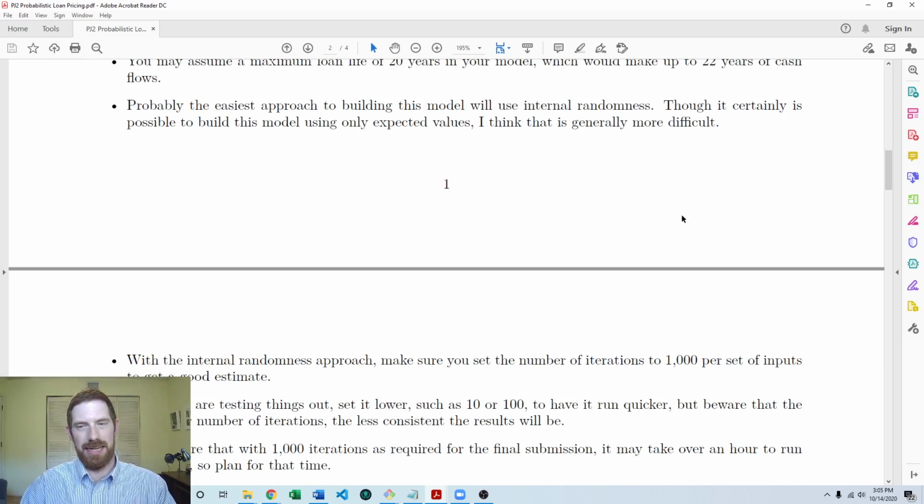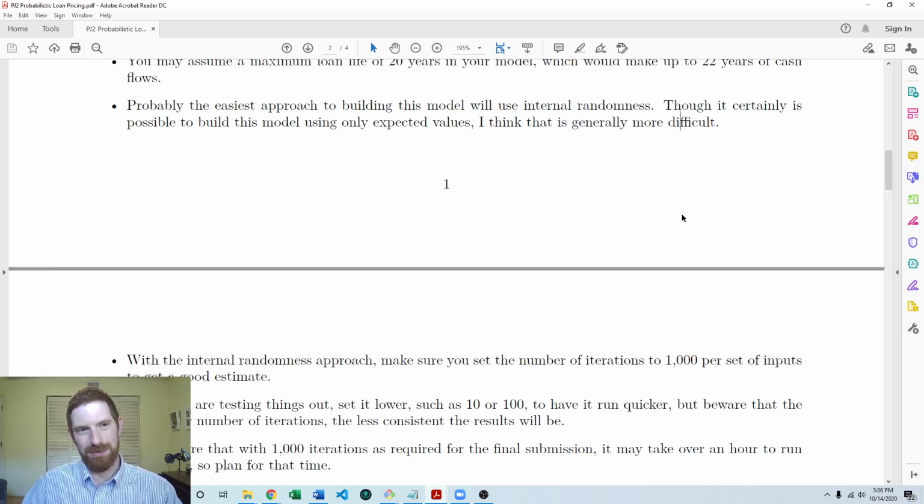And then as far as the general approach to build out the model, I think it's easiest to go at this with an internal randomness approach. So with the basic structure being that you build out the base model, which just gets you the IRR for one set of inputs, and then you're going to run that base model a bunch of different times with randomly choosing the default cases.